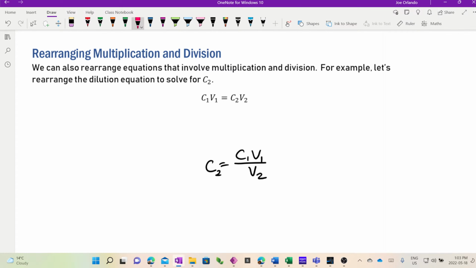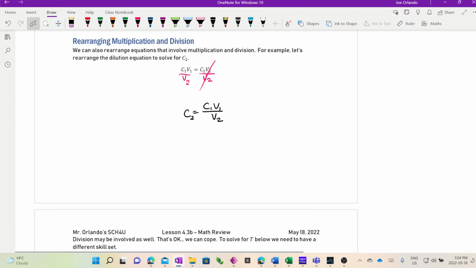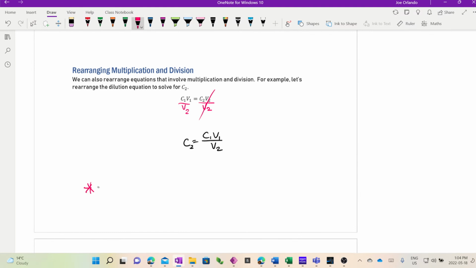So I want C2 by itself. I've got to get rid of V2. But I can't subtract it here because it's not being added to C2. It's being multiplied. And like you said, the opposite of multiplication is division. So I can divide it away. But because it's an equation, what I do to one side, I must do to the other. There we go. And might not be a bad idea to remember, we divide to cancel multiplication. We subtract to cancel addition. In other words, pay attention to operations.